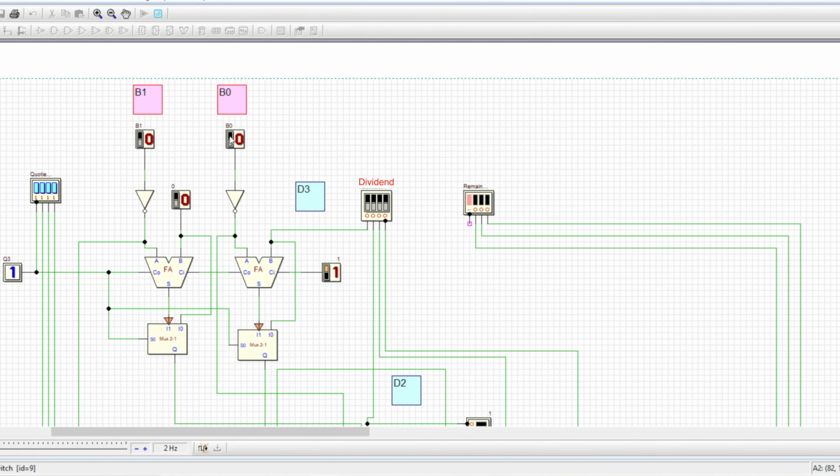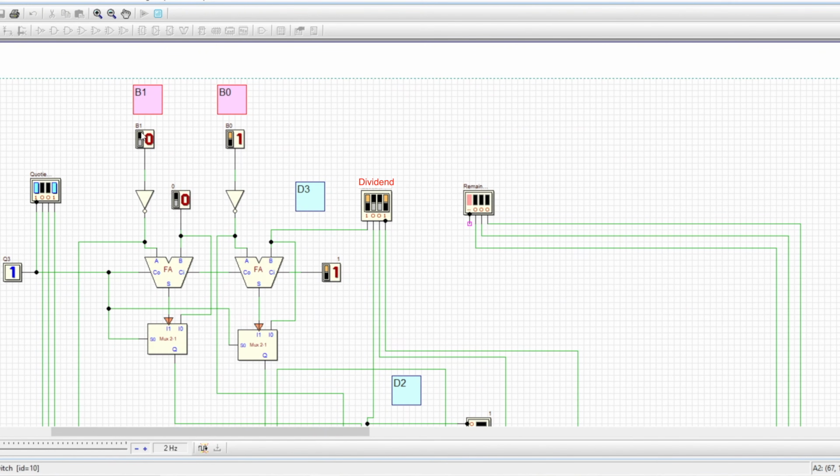Initially this B1 B0, or the divisor bits, are set as 0 1, while the dividend bits are set as 1 0 0 1. That means here the divisor is equal to 0 1, but the dividend is equal to 1 0 0 1. So in that case, as you can see, the quotient is also equal to 1 0 0 1, while the remainder is equal to 0.